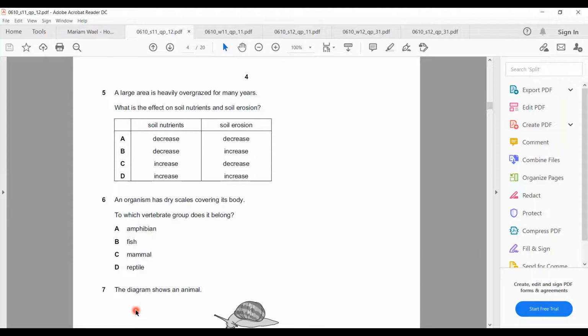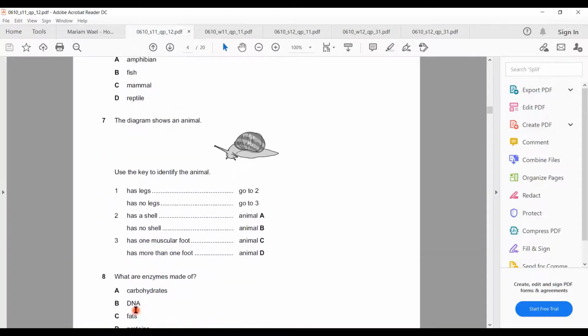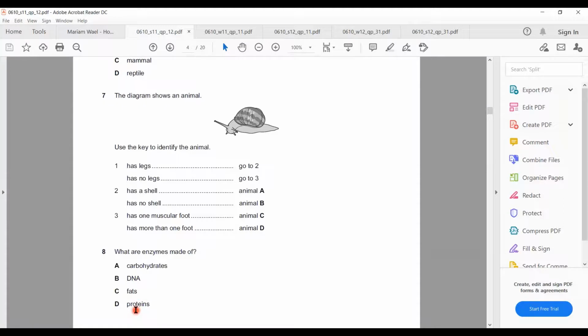The answer is D, reptiles. Yes, very good. Now let's go to the next one. This is a dichotomous key, of course. I know the snail is not in the new syllabus, but there is a picture that you can rely on. Is it animal C? Yes, very good.